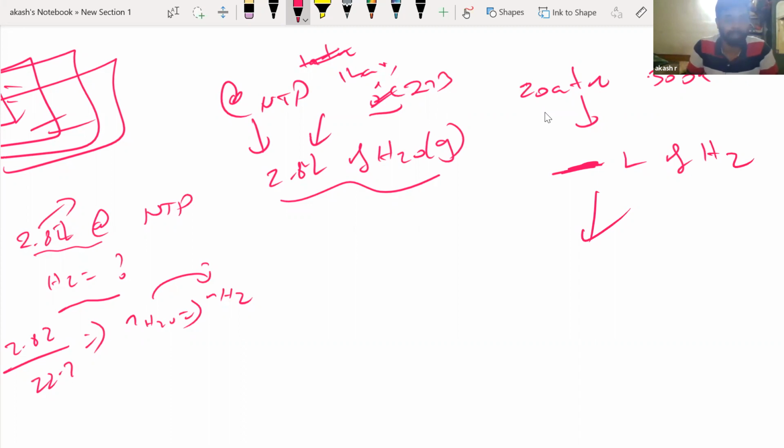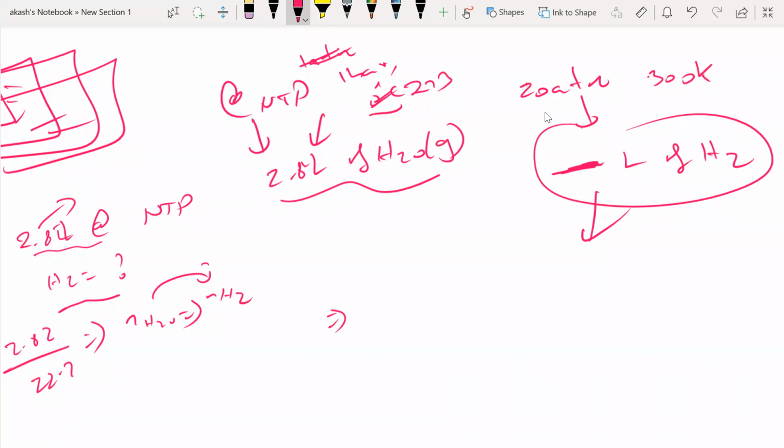Is there any way we'll be able to find this? At NTP, this much volume of H2O; at 20 atm and 300 Kelvin, how many liters of H2 should be there, if I can calculate? Then the problem is set. I know this is the total volume of H2. Then I know the volume of the balloons and whatever. I can divide these two and get the answer. Very simple, right?